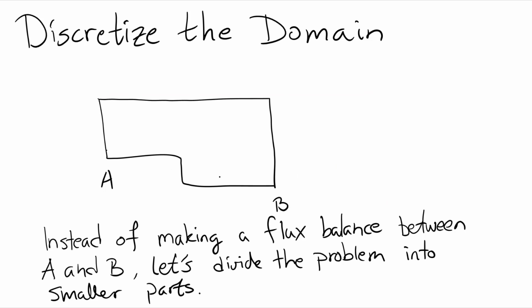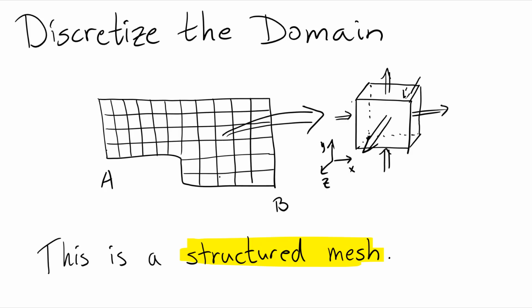For the discretization of the domain, instead of making a flux balance between the inlet and outlet, we can divide this system into several smaller parts. For instance, like this. Let's just divide it into several quadrilaterals in 2D. In fact, usually in many finite volume codes, we never solve it in 2 dimensions or in 1 dimension, because we assume that we have unit length in the other direction.